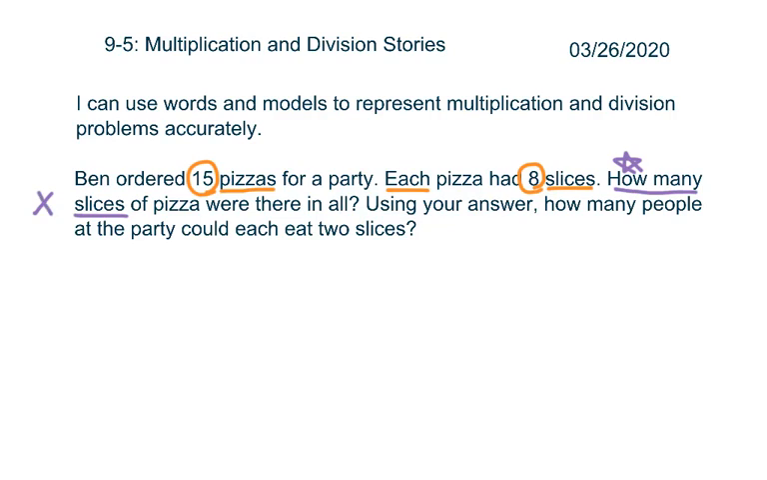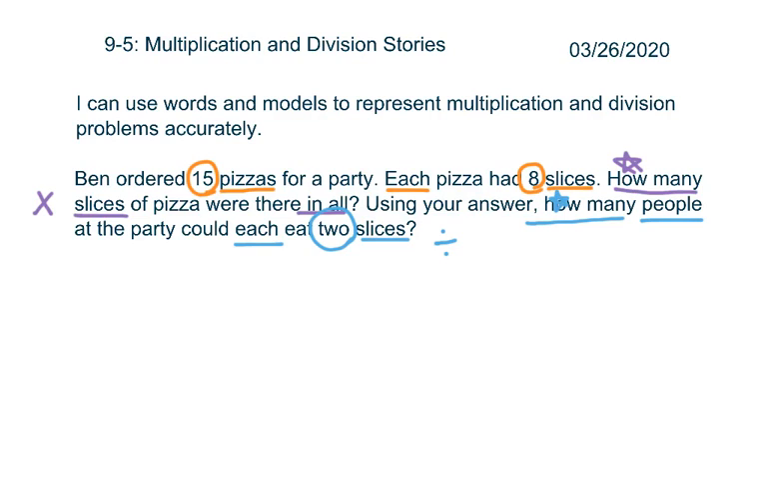Let's look at the next one. It says, using your answer, how many people at the party could each eat 2 slices? So in this question, I need to figure out, based on the total I have, how many people could each eat 2 slices. Again, be careful. The number 2 is written as a word. I have to figure out how many total slices there are, and then I have to break it into groups of 2. So this question tells us that I need to be dividing. I'm taking the total number of slices and I'm breaking them into equal groups of 2.